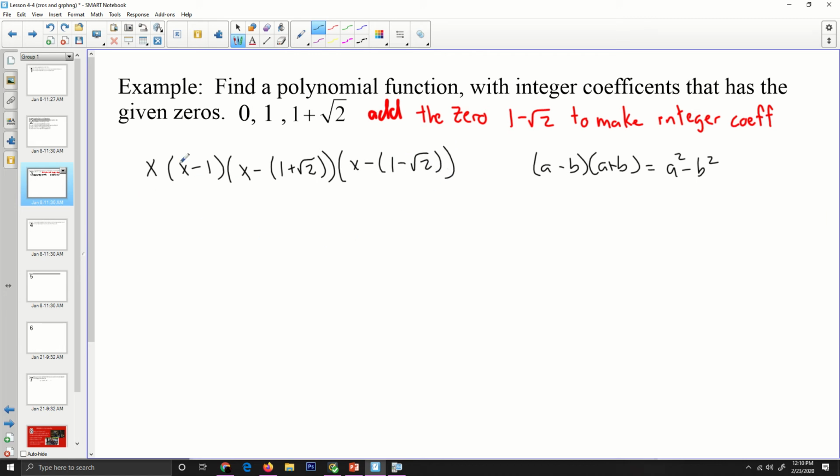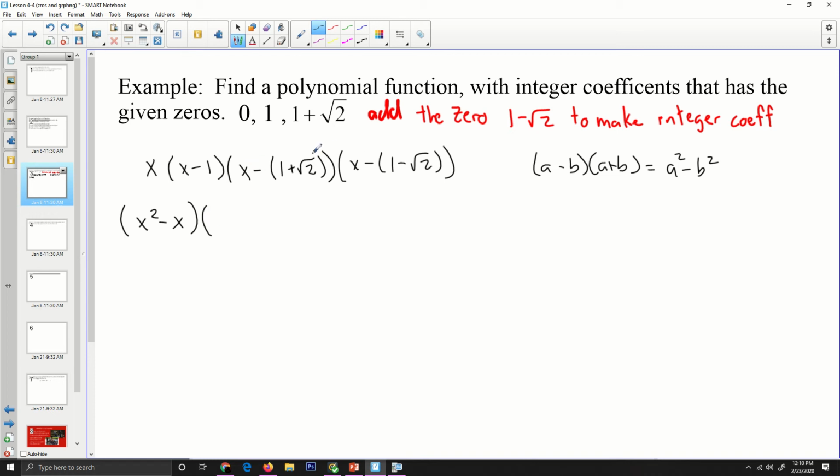And let's multiply these two together first. So x times x is x squared. And then x times negative 1 is negative x. So we'll leave that out there. And then we can multiply these two together. And so let's do that.